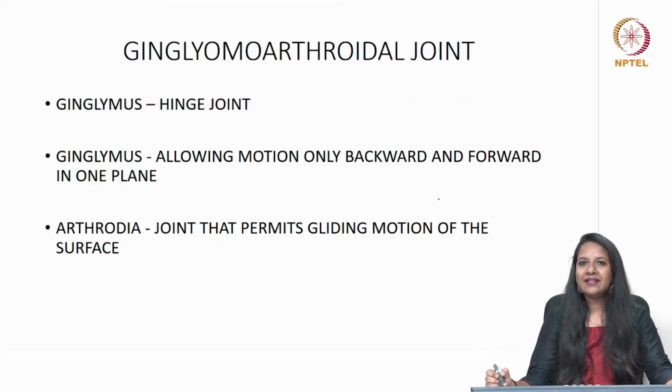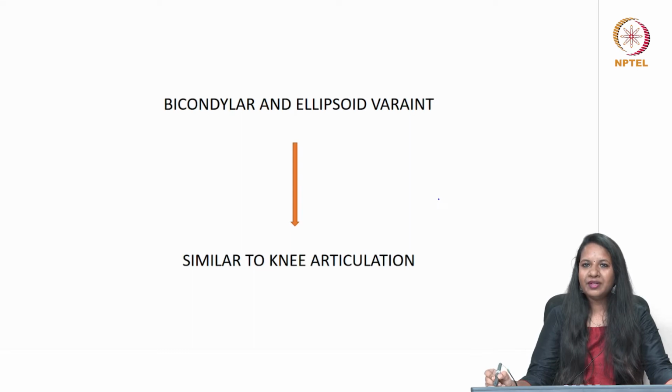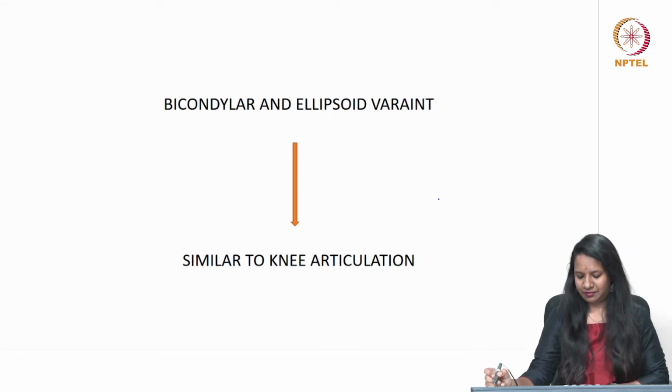So, we have already seen three types of joints. So, what type of joint is a temporomandibular joint? It is a ginglymoarthroidal joint. Ginglymus means hinge joint, that is it moves in a single plane, that is forward and backward in one plane, and arthroidal means the joint that permits gliding motion on the surface. So, thus permitting both, it is called a ginglymoarthroidal joint. It is bicondylar and an ellipsoid variant similar to that of the knee articulation, that is both right and left will function together.